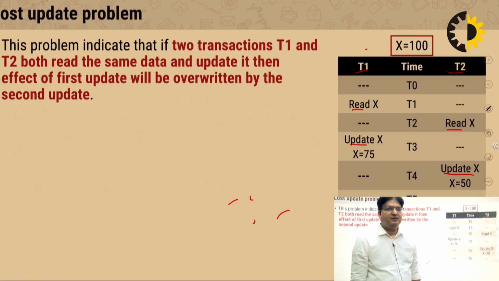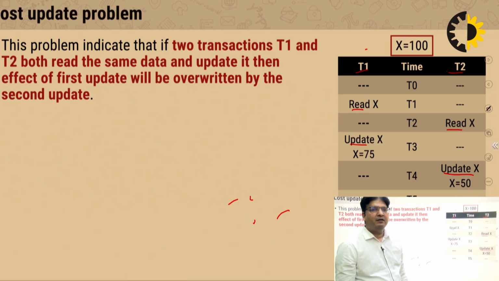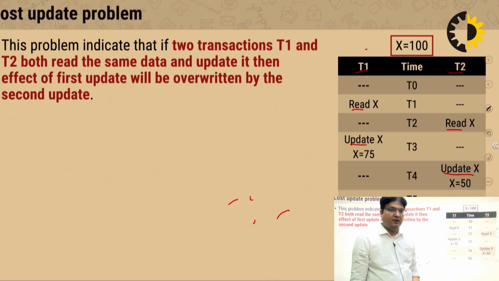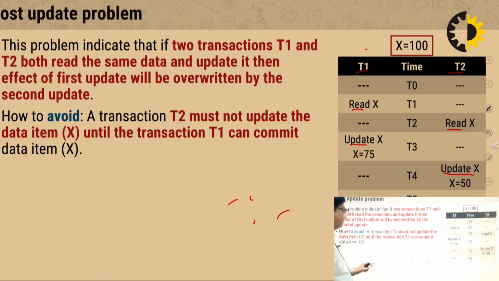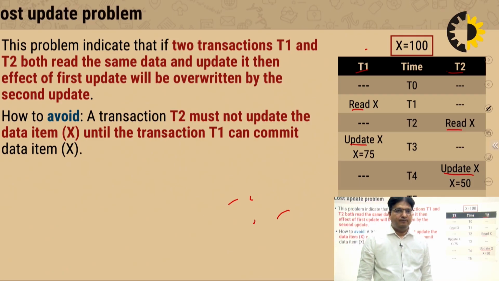This means that the update done by T1 has been lost and the update done by T2 will prevail. So how to avoid this problem? Transaction T2 should not update the value of X until transaction T1 commits the data item. Because T1 does not commit the value, the changes are not made permanently in the disk. Hence, we lost the update done by T1.